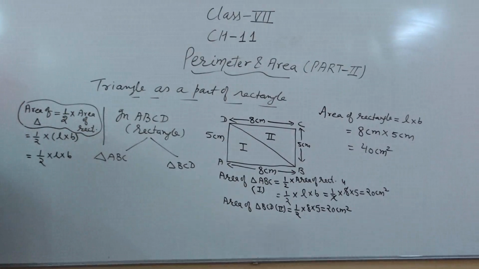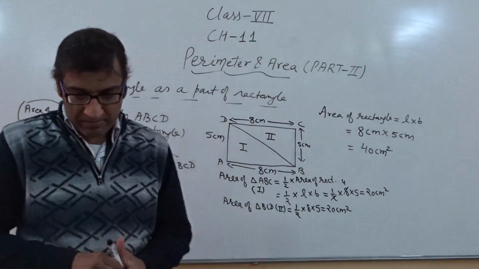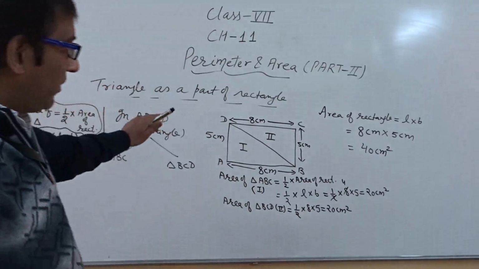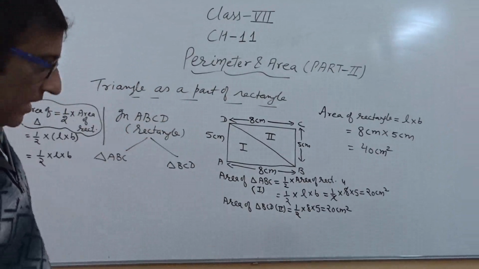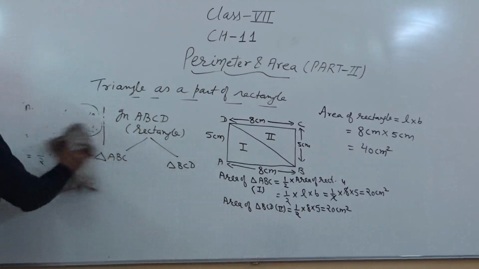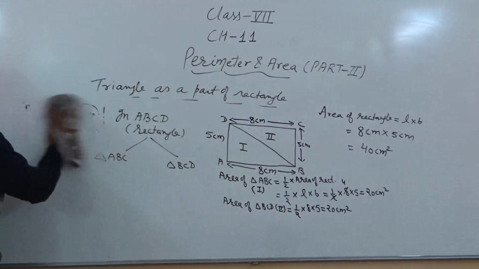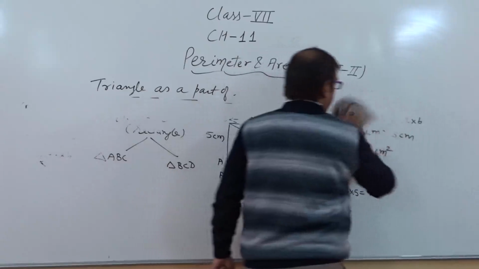Same concept if we take a square, then what happens? So for this procedure, we can say triangle as a part of rectangle. This is the concept. Now if we apply this concept on a square, then what happens?